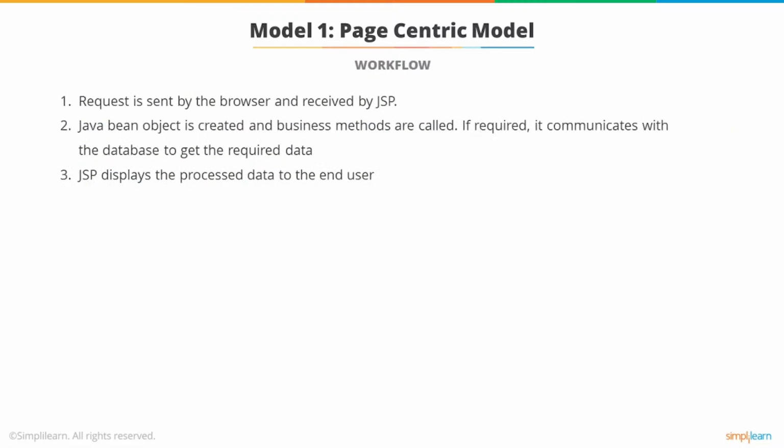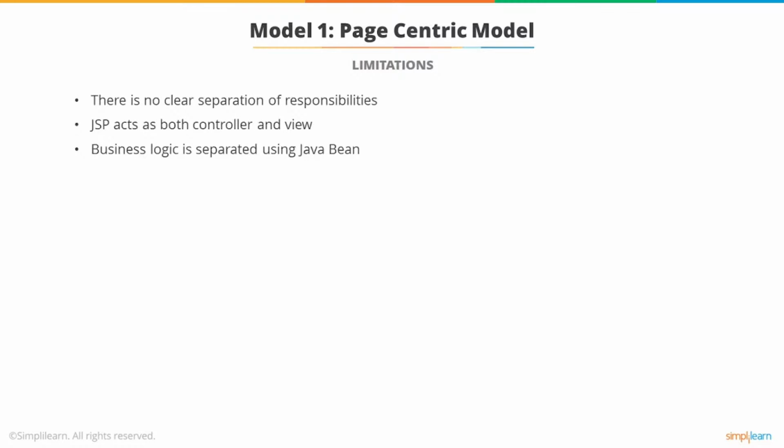Request is sent by the browser and received by JSP. Java bean object is created and business methods are called. If required, it communicates with the databases to get the required data. JSP then displays the processed data to the end user. There is no clear separation of responsibility. JSP acts as both controller and view, and the business logic is separated using Java bean.